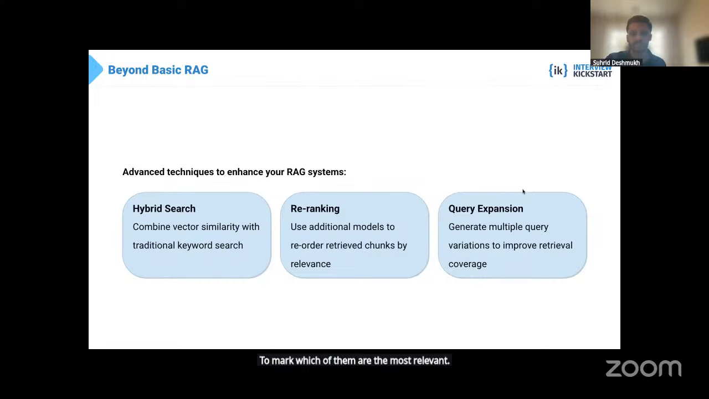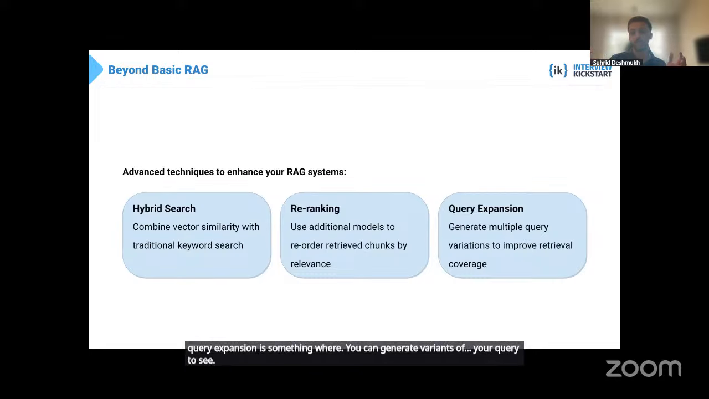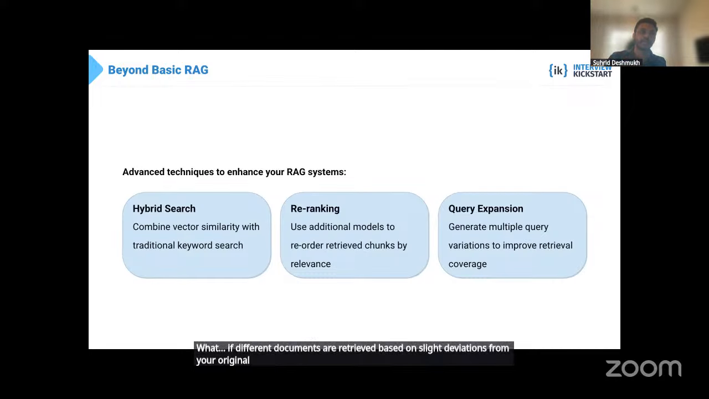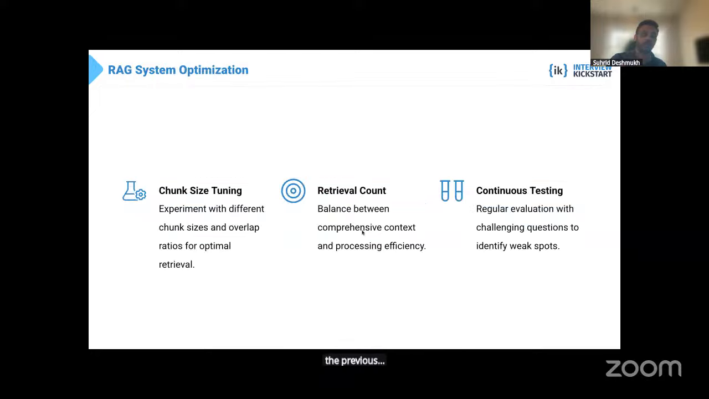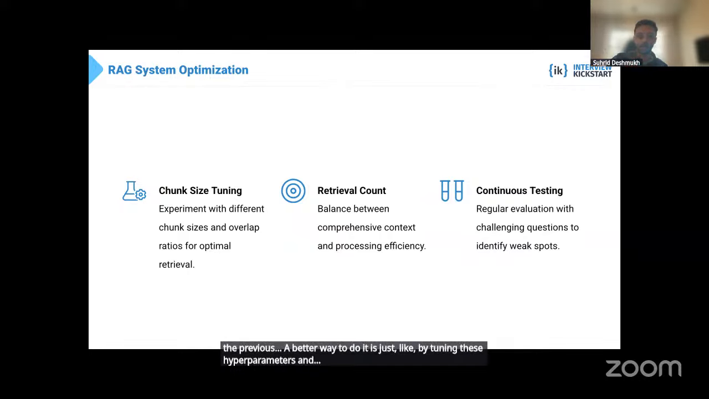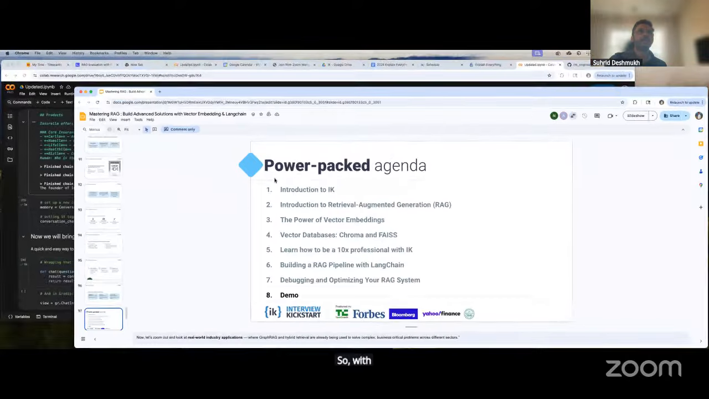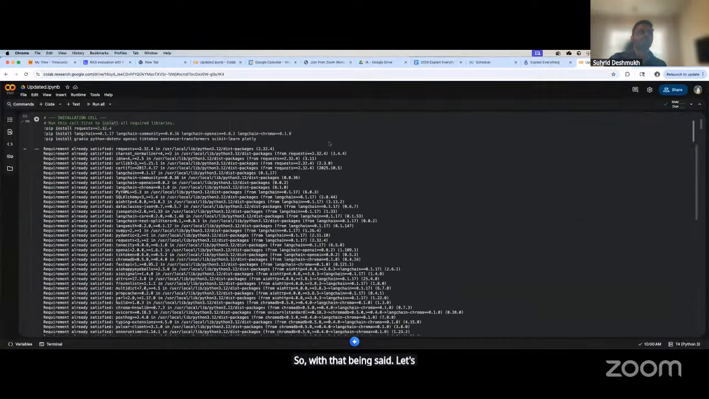Query expansion is something where you can generate variants of your query to see if different documents are retrieved based on slight deviations from your original query. So there are some techniques to enhance your RAG-based system, but again, a better way to do it is by tuning these hyperparameters and monitoring what the performance of the RAG system is based on your validation data set. So with that being said, let's go to the demo.